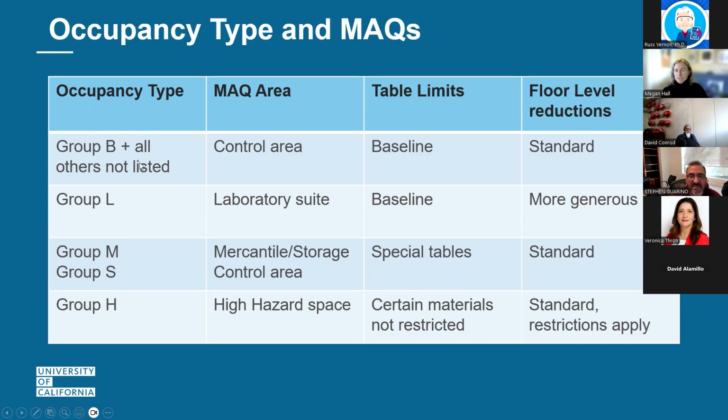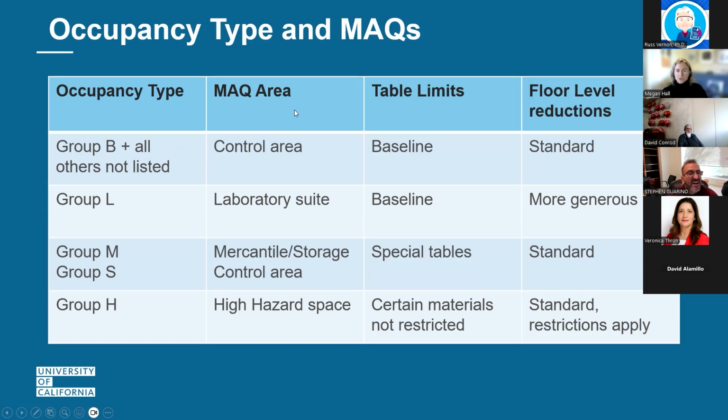But anything that's not a group B generally follows the same rules as the A's and the I's and the R's would basically have the same MAQ limits as a group B, with the exception of those material specific restrictions, like toxic gases, for example. Okay, so what do we call the area where we have MAQs?